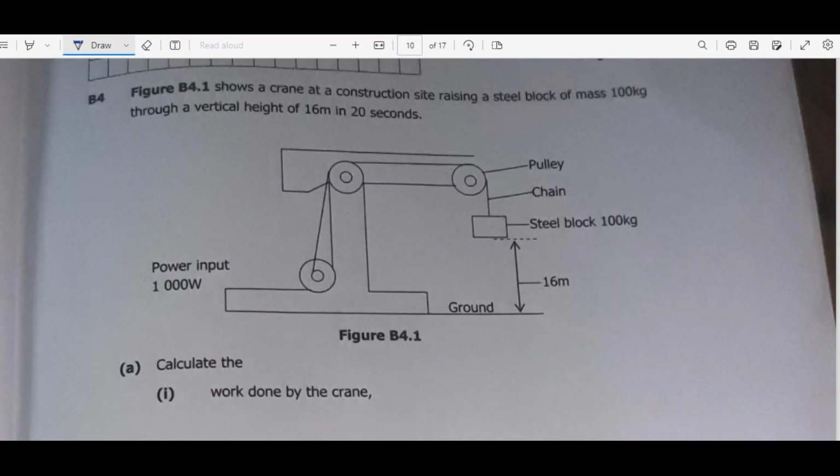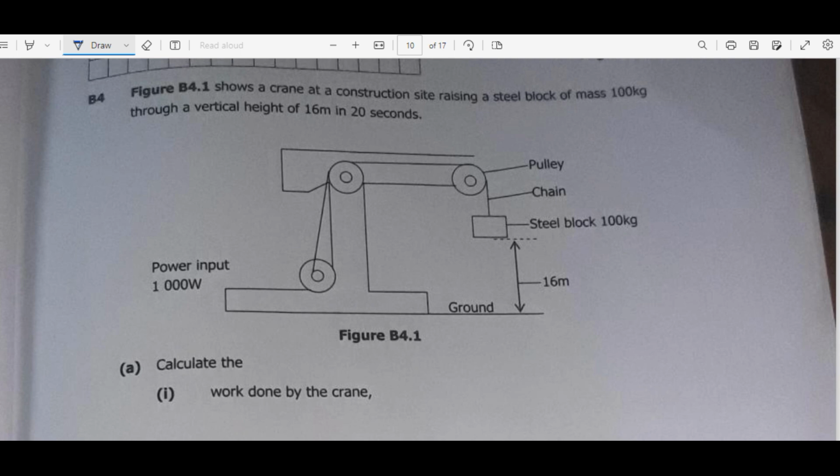Welcome folks. In this video we are going to look at questions from section B of science paper 1 for the year 2023, and we'll consider this video as part 2, where we are going to begin from question 4. So let's dive right in.